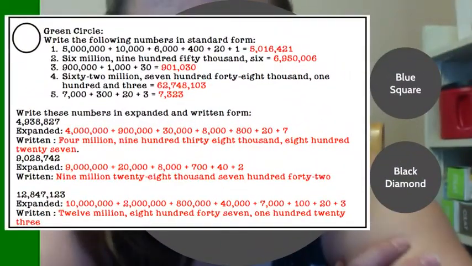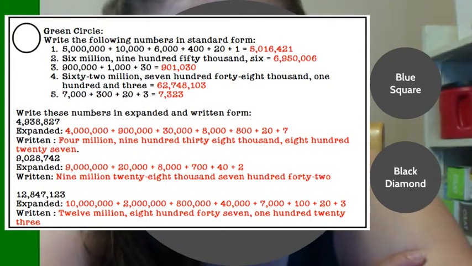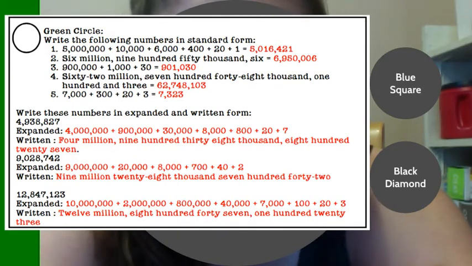Our answers are number 1, 5,016,421. Number 2, 6,950,006. Number 3, 901,030. Number 4, 62,748,103. And number 5, 7,323.